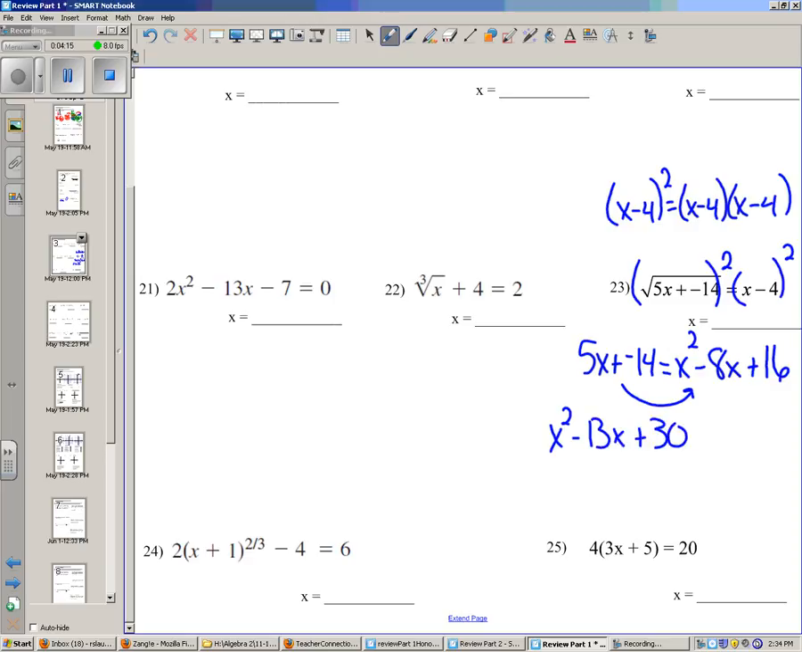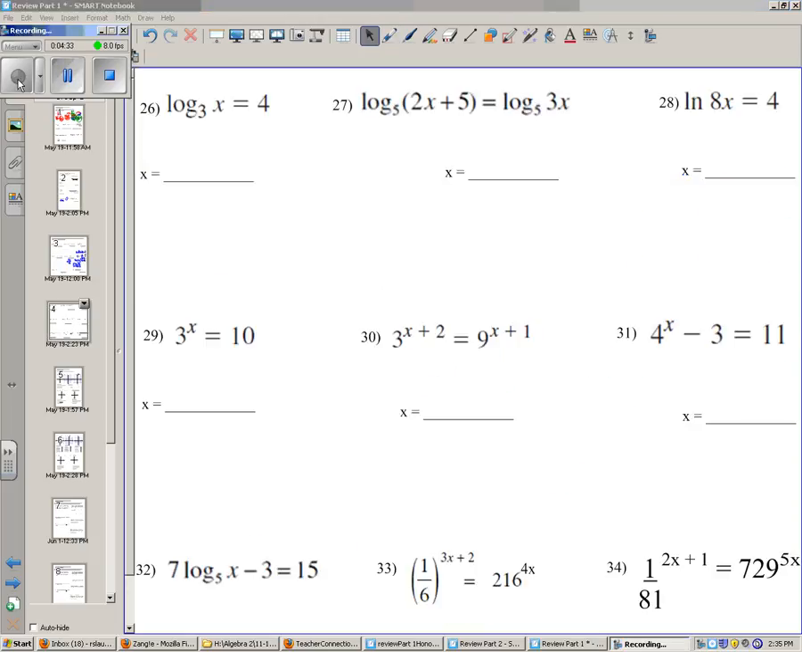And my factors of 30 that get me to negative 13 are going to be negative 10 and negative 3. So I have x minus 10, x minus 3, and when I set those two equal to 0, my final answers are 10 and 3.